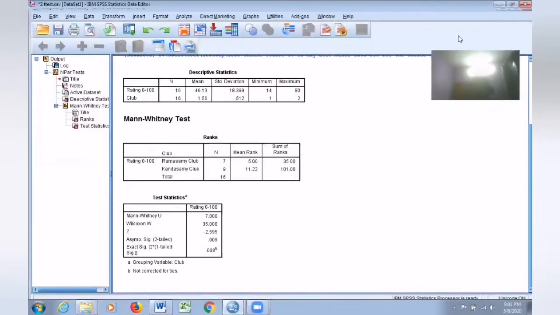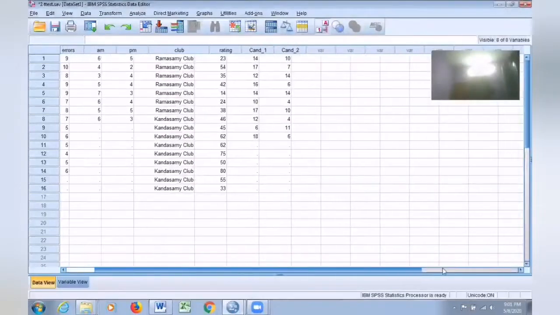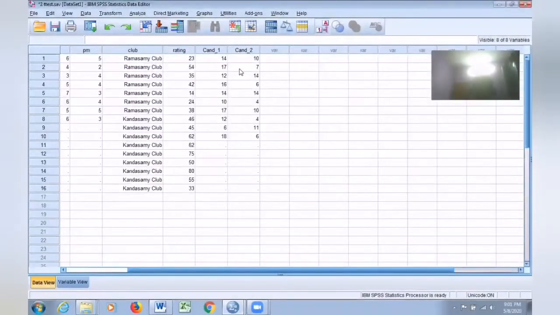Fine. Let me go to another example where we have paired data. So there are two candidates.